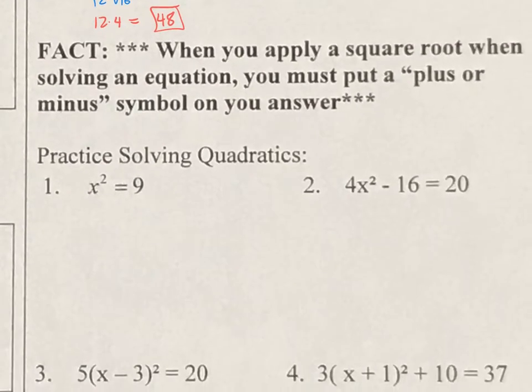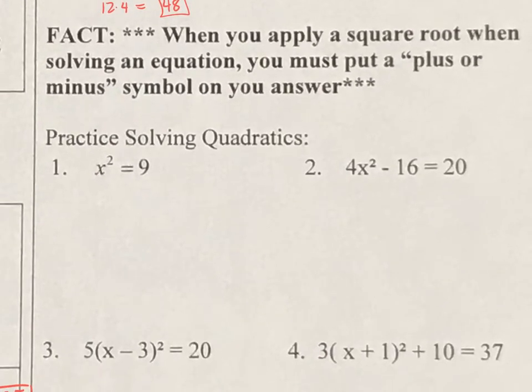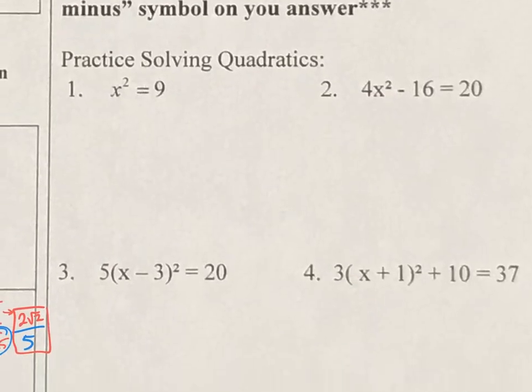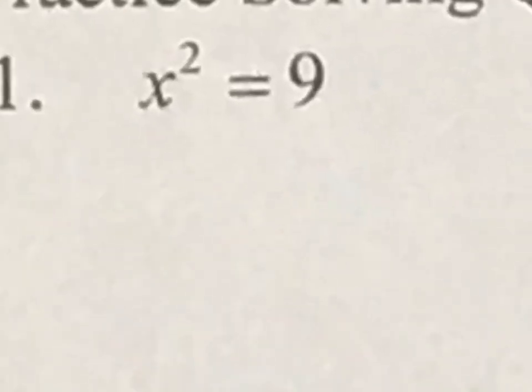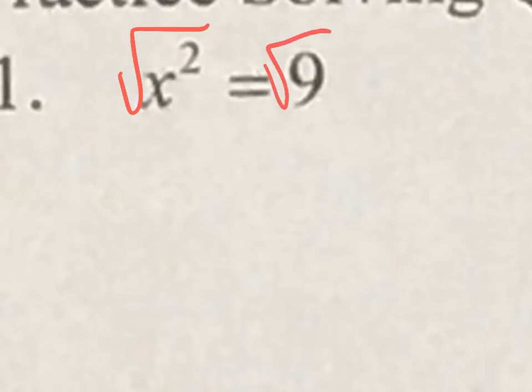Fact: when you apply a square root when solving an equation, you must put a plus or minus symbol in front of your answer. Okay, so we're definitely going to need to know this on the quiz tomorrow. Practice solving quadratics. It's really easy to get rid of a square. You do the opposite, which is a square root. But whenever you apply a square root, what you do to one side, you do to the other, and you must put a plus or minus in front of your answer. So your answer is x equals plus or minus 3.